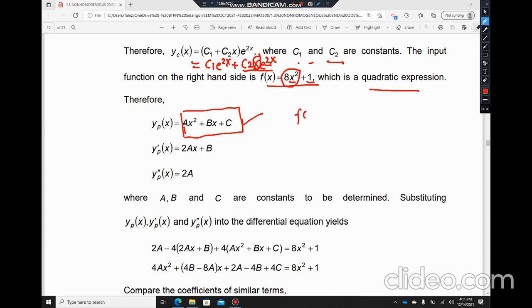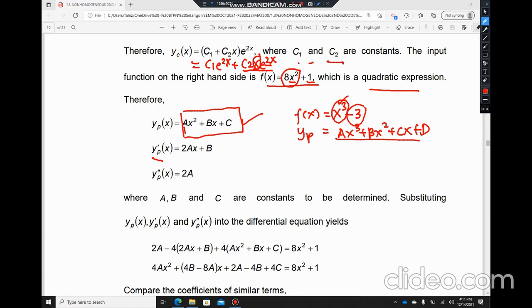Sama juga kalau contohnya fx, dia just bagi x cube minus 3. So kat sini kita tahu dia adalah kubik. So bila awak nak buat yp, kita ambil ax cube plus bx square plus cx plus d. Ambil dia secara lengkap walaupun dia cuma ada power of 3 dengan constant. Okay, so sama juga yang ni, walaupun dia ada x square dengan constant, so kita ambil ax square plus bx plus c. Find first derivative, which is y prime p.